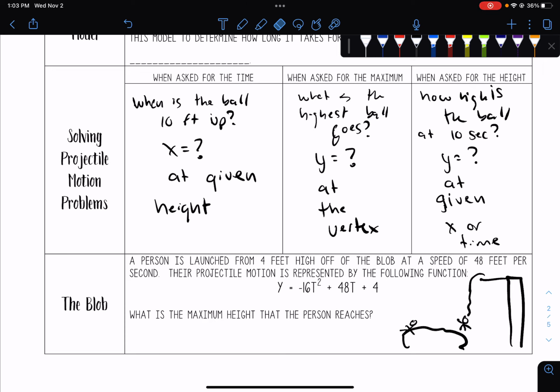YouTube launching blobs in the water, something weird like that. You will find a lot of fun videos about the blob. So when you graph this, that person is going to go up, right? They're going to go up, gravity's going to kick in, they're going to come falling back down and hit the water. Hopefully the water. Hopefully they don't hit a person or a boat or the ground. Again, there's some sad, funny videos of bad things happening. The question is, what is the maximum height that the person goes?